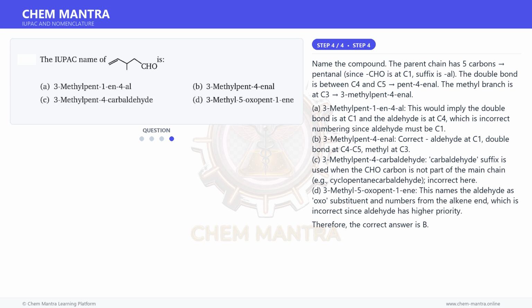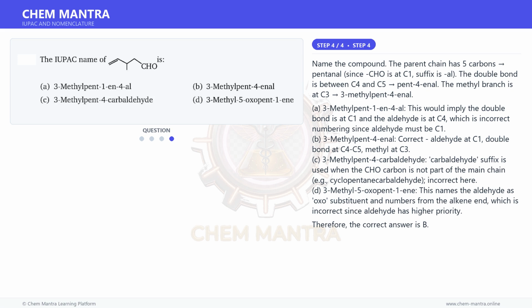This would imply the double bond is at C1 and the aldehyde is at C4, which is incorrect numbering since aldehyde must be C1. Option B: 3-methylpent-4-enal. Correct: aldehyde at C1, double bond at C4-C5, methyl at C3.